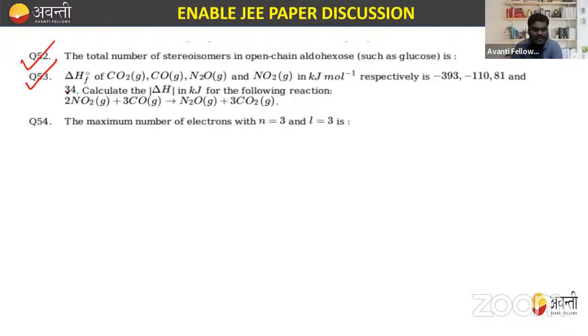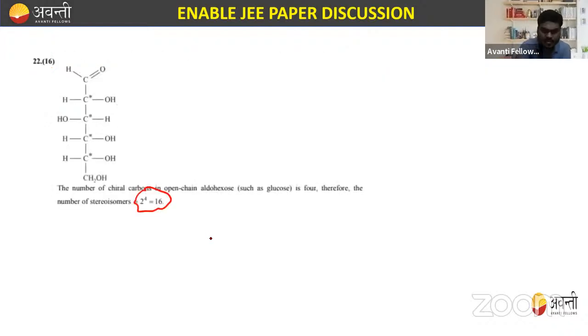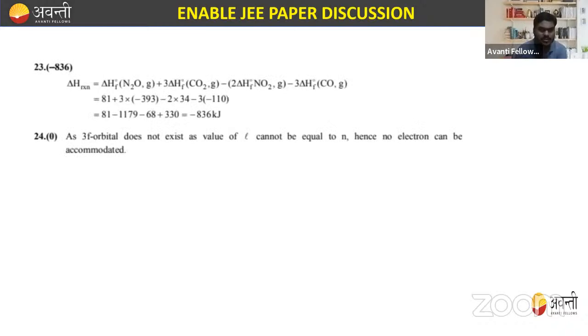Here, the enthalpy of formation is given. Now you have to calculate the enthalpy for this reaction, N2O + 3CO → N2 + 3CO2. How will you calculate it, beta? Just look here.